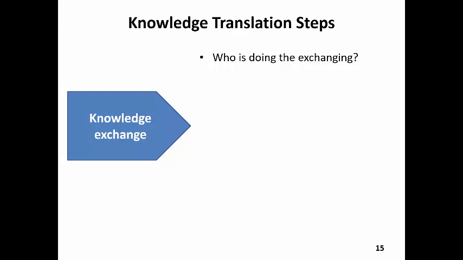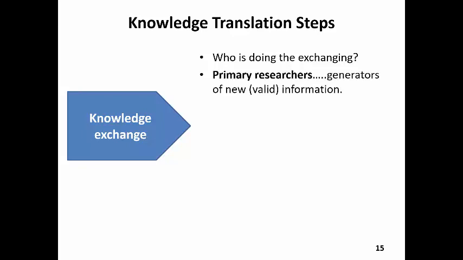And the first question that we ask here is who is doing the exchanging. So we have the primary data that have been generated by researchers that are communicated and disseminated as original research studies in professional journals, or those original research studies can be compiled into a literature review, a systematic review, or a meta-analysis. So the primary researchers are considered the first line generators of the new valid information.